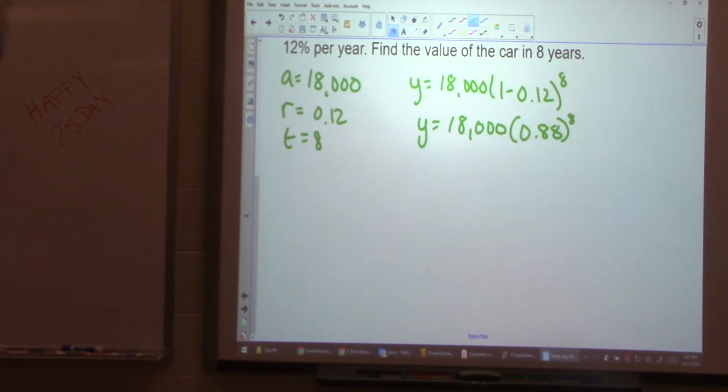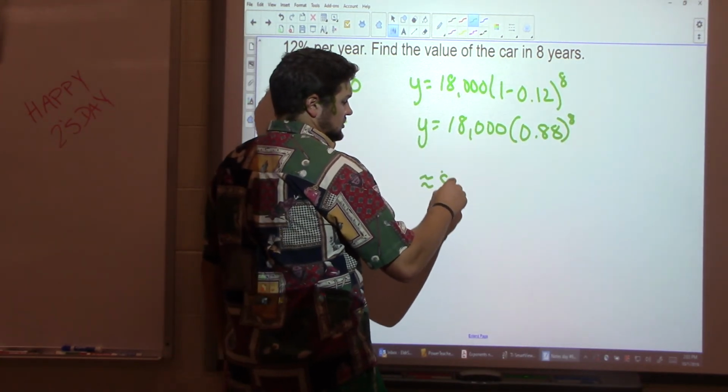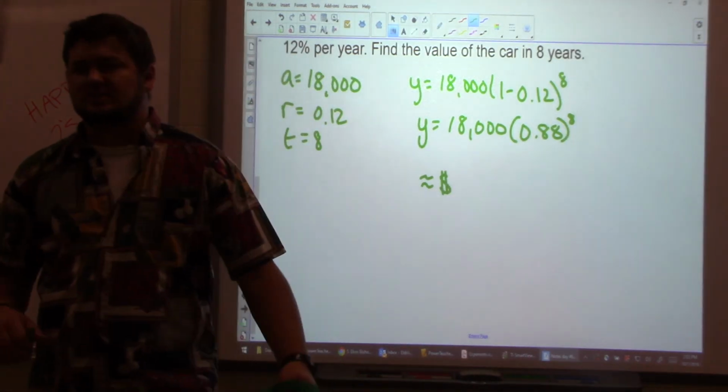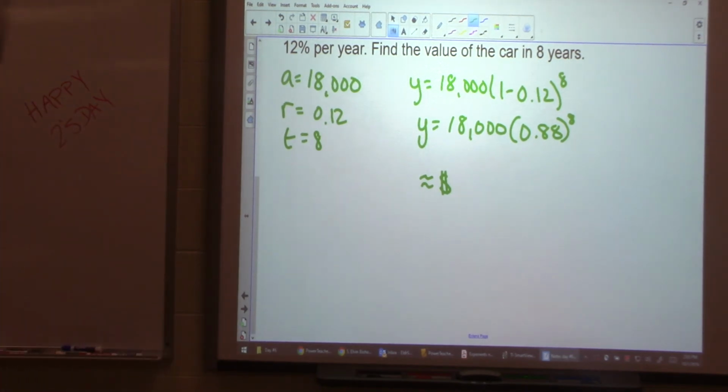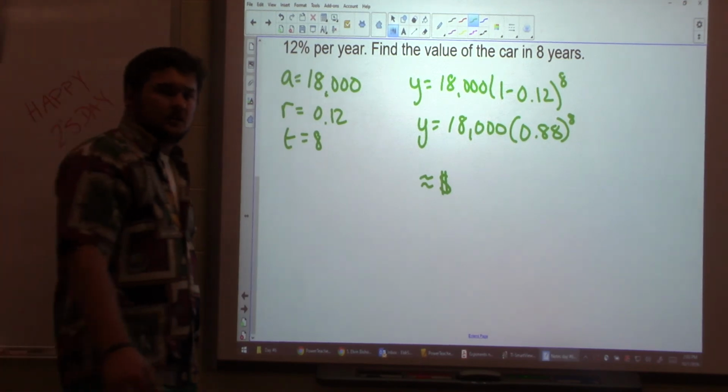Go ahead and punch in your calculator, figure out how much your car is worth after 8 years. Hold on, let people get a chance to do it. What do we get?